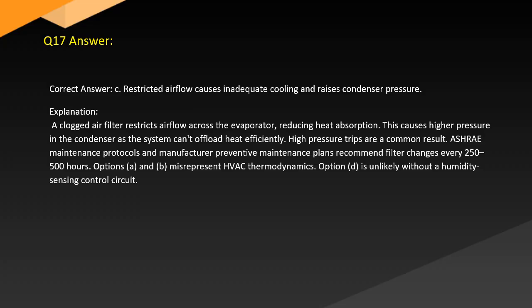Answer. Correct answer C. Restricted airflow causes inadequate cooling and raises condenser pressure. Explanation. A clogged air filter restricts airflow across the evaporator, reducing heat absorption. This causes higher pressure in the condenser as the system can't offload heat efficiently. High-pressure trips are a common result. ASHRAE maintenance protocols and manufacturer preventive maintenance plans recommend filter changes every 250-500 hours. Options A and B misrepresent HVAC thermodynamics. Option D is unlikely without a humidity sensing control circuit.